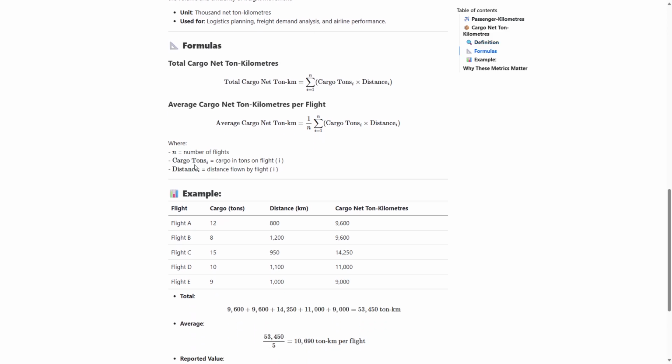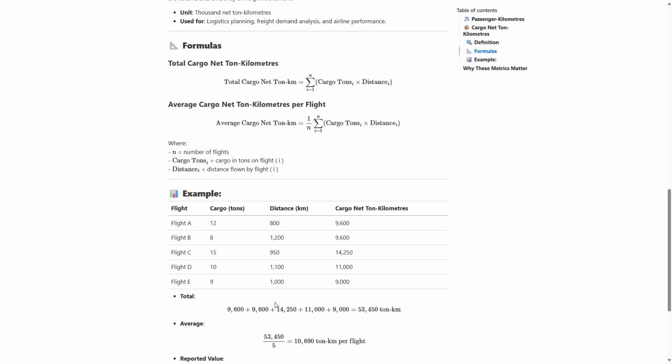Here n is the number of flights, cargo tons is the cargo in tons on that specific flight, and the distance is the distance flown by that flight in kilometers. So if an airplane was carrying 12 tons of cargo and it traveled 800 kilometers, multiply them, and you have 9,600 cargo net ton kilometers. This net here is just the cargo itself. That's what we mean by net.